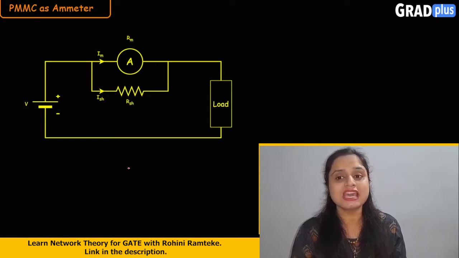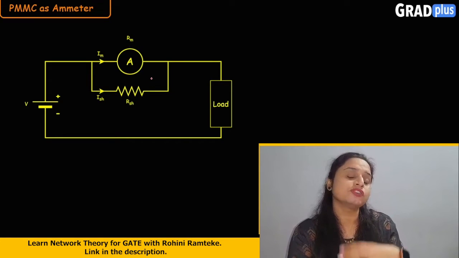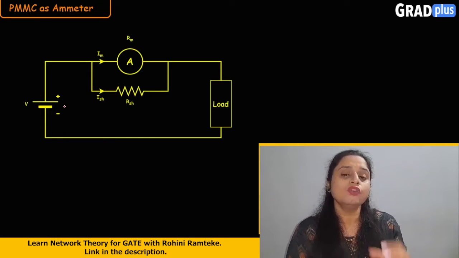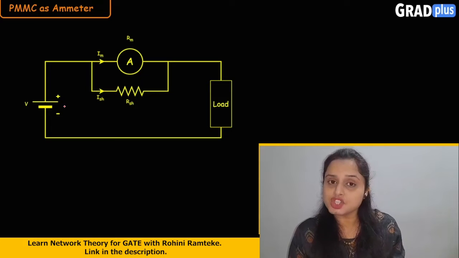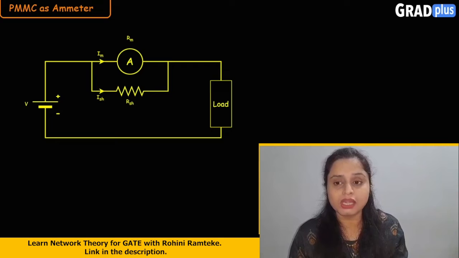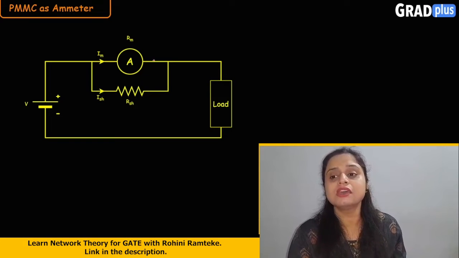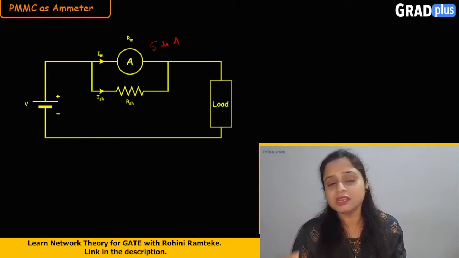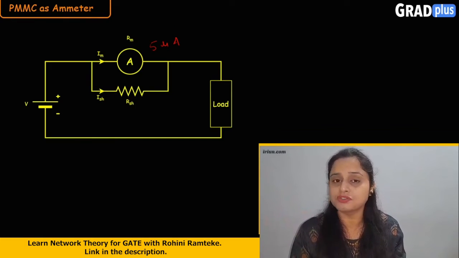So here you can see as we are using it as an ammeter, so we need one ammeter here. That means whatever be the load current requirement, that will be measured by this ammeter. Now, when we are using this PMMC instrument as an ammeter, the range of that ammeter is very small. Let us suppose that is 5 microamperes. Up to 5 microamperes of current that ammeter can measure. That means the load requirement is again 5 microamperes of current only.